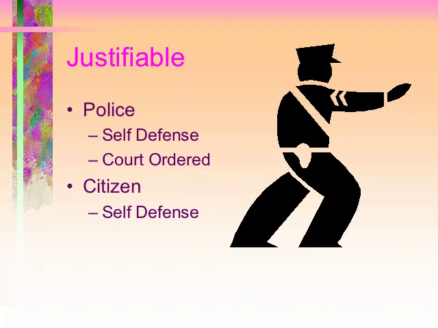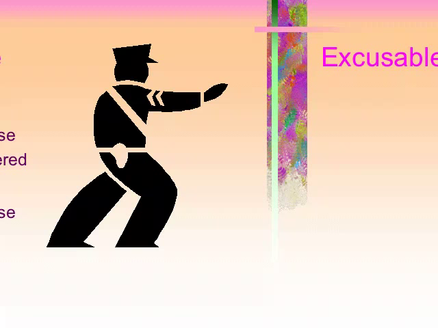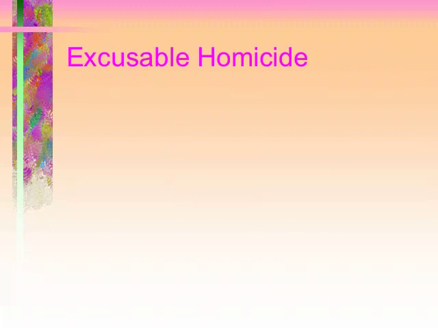There's also justifiable, where police are allowed to use deadly force to defend themselves, and also court ordered, where somebody's ordered to be put to death. Citizens also have a right to self-defense. So with excusable homicides, there's no intent to kill. This is misfortune or accident. There's no law violated, there's no lack of due caution, and it's by accident or misfortune.